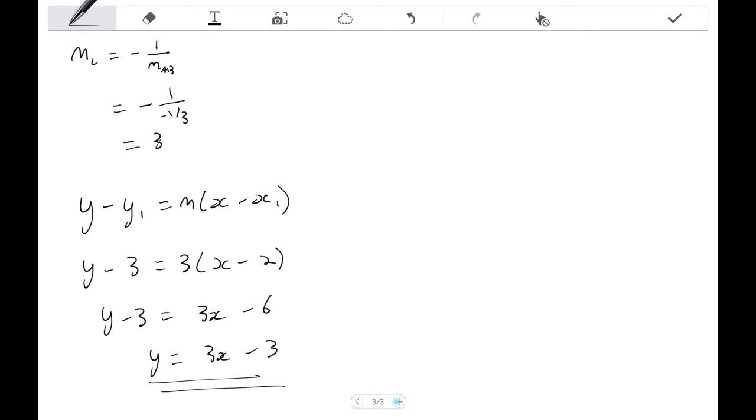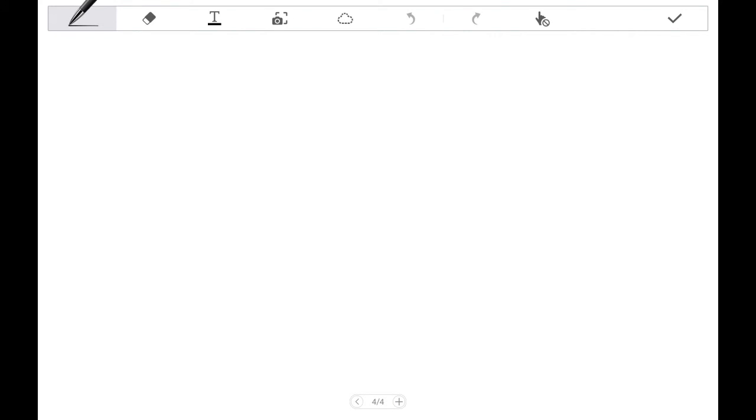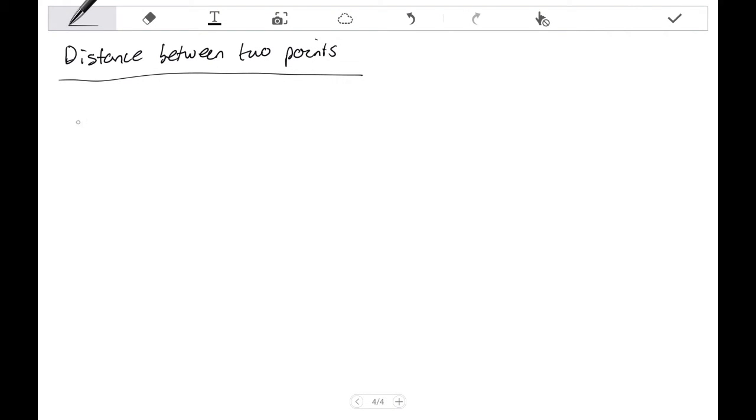Let's move on. The next thing that we're going to need to know is we need to work out the distance between 2 points. So we're going to have exactly the same setup that I had before. We have 2 points, x1, y1, and x2, y2.